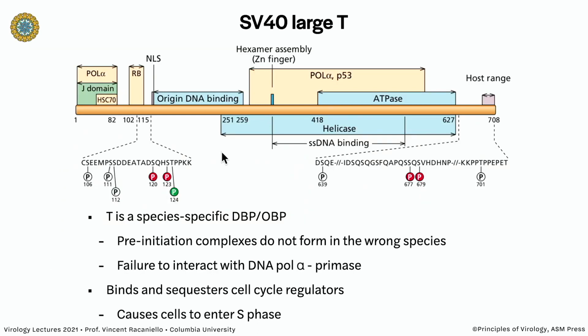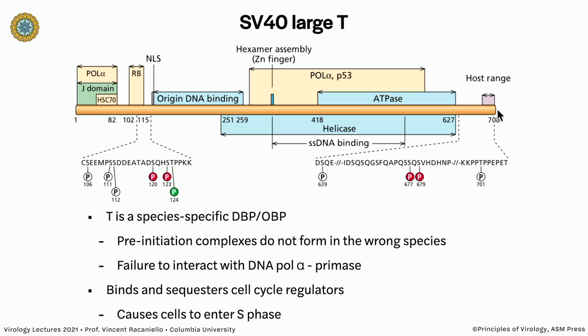Here's SV40 large T. This has been called the most studied protein on Earth. I mean, people have worked on this, many laboratories for many, many years, and have dissected every single amino acid. Very few people do this now, because it's very hard to get funding for this kind of basic research. But this is really what enables us to do a lot of the things we do today.